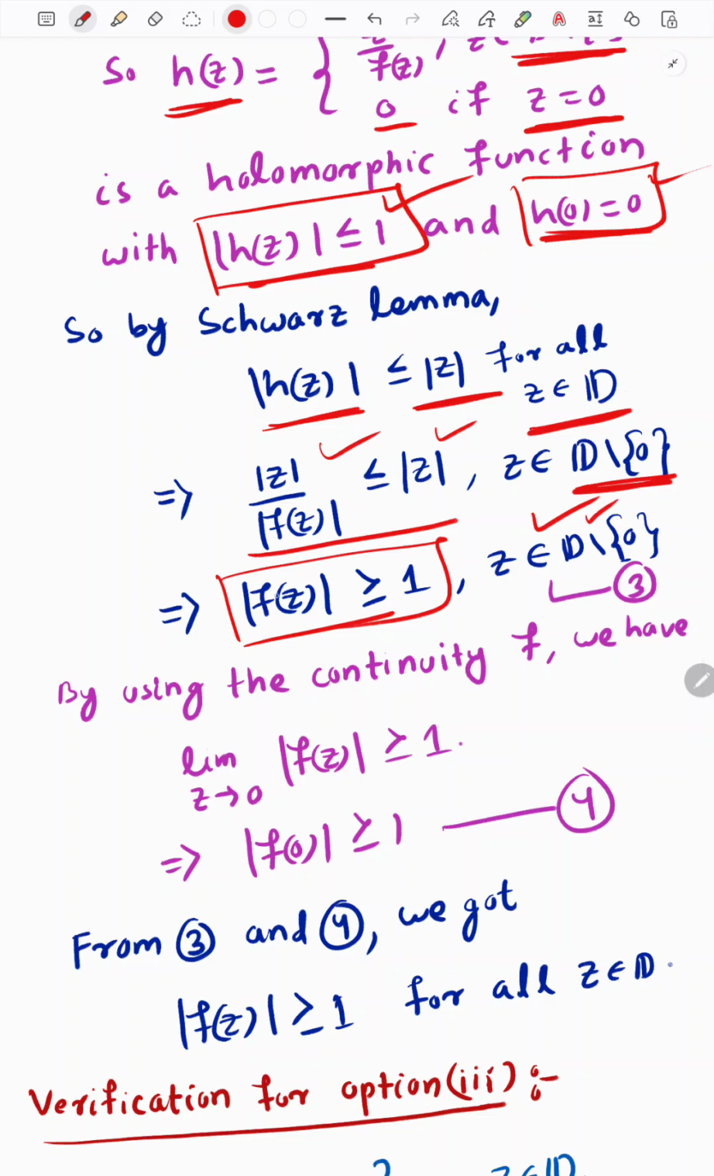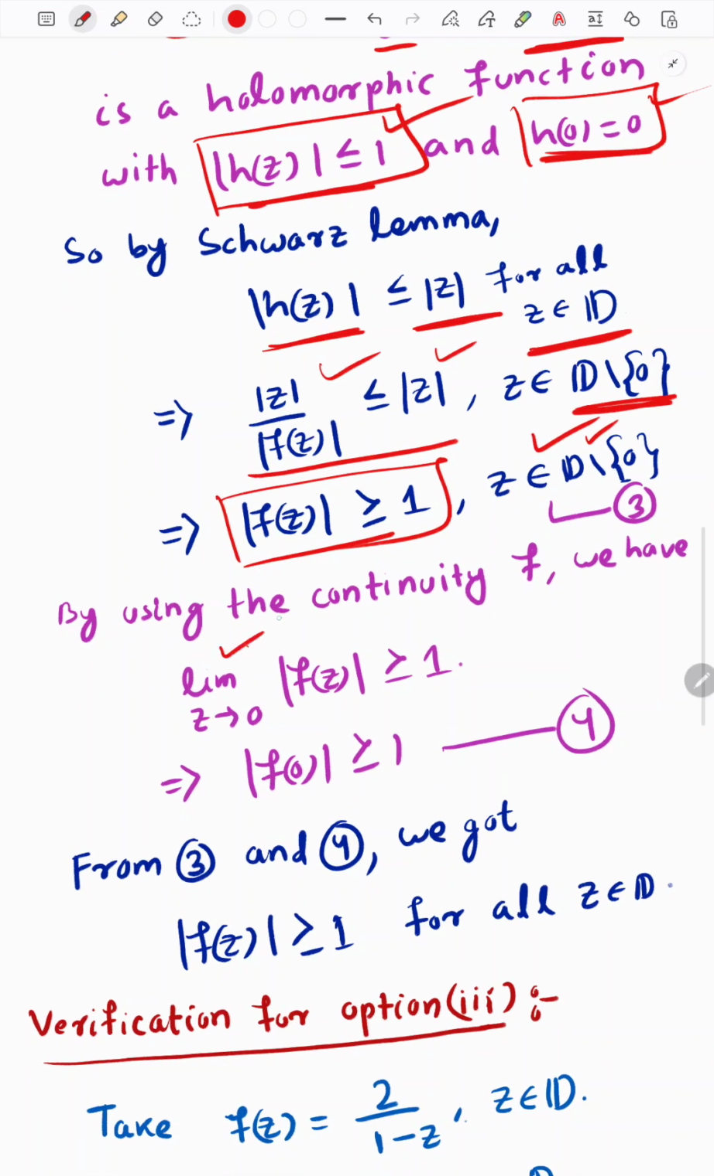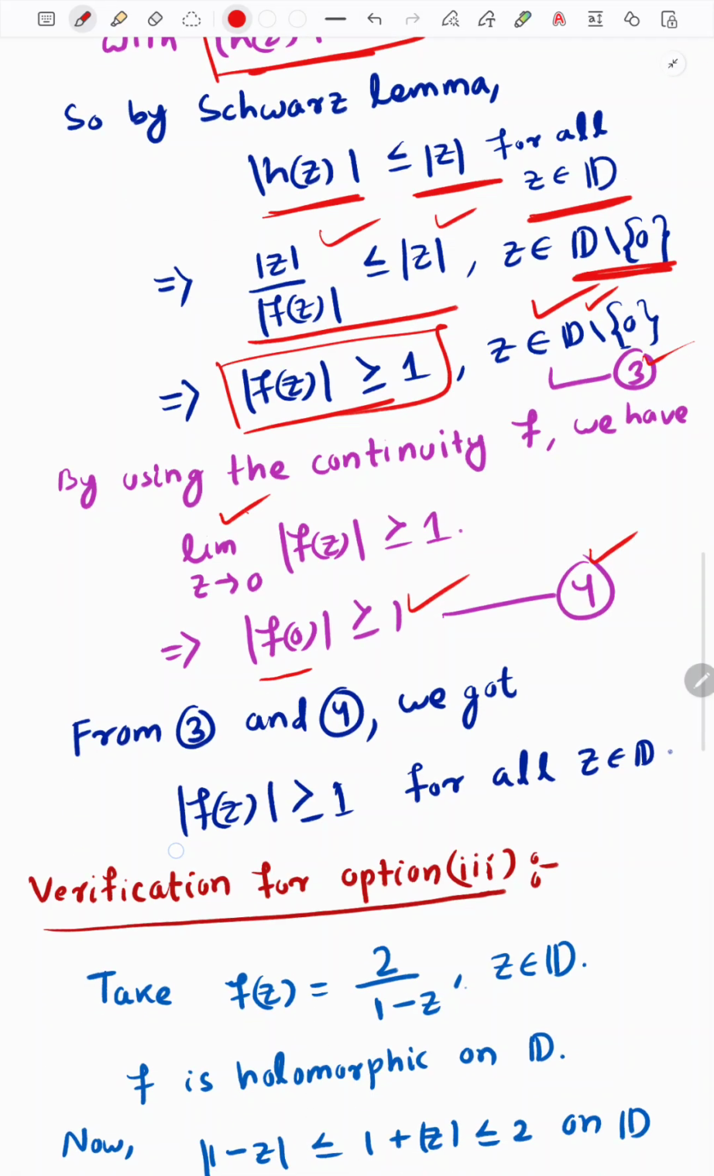Now I will take the limit. Since our f is analytic, it is also continuous at the point z equal to 0. So if we take the limit on both sides, limit z tends to 0, modulus of f(z), we will get modulus of f(0) greater than or equal to 1. If we merge equations 3 and 4, we will get that modulus of f(z) is greater than or equal to 1 for all z belongs to D. So this is happening.